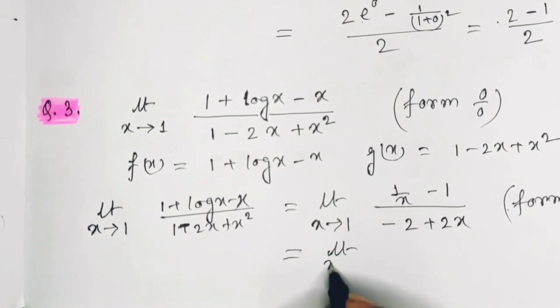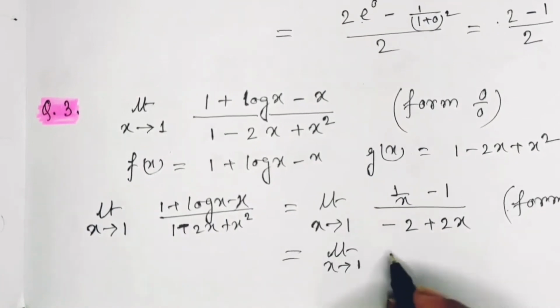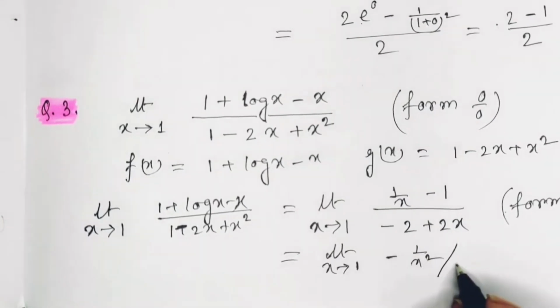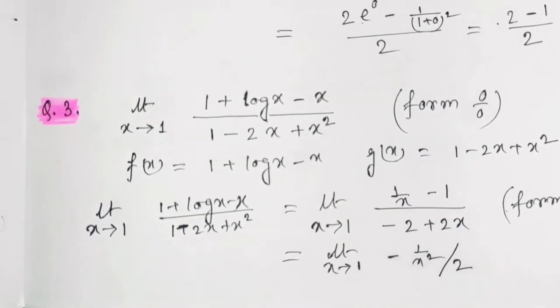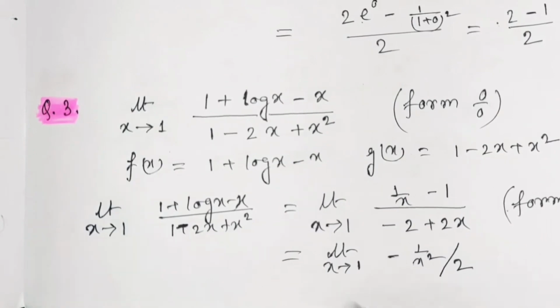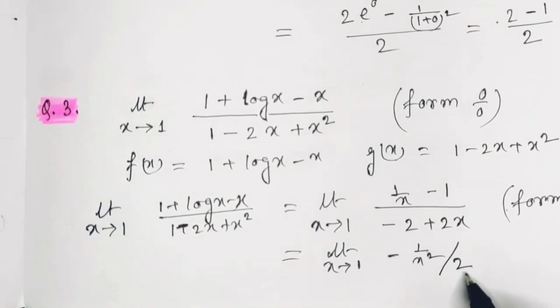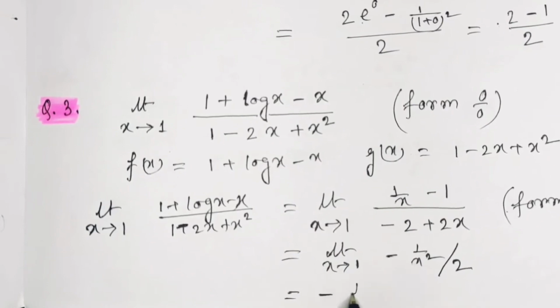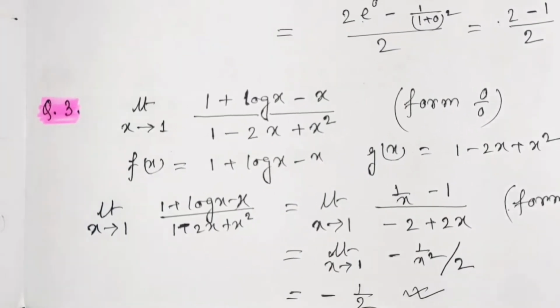Again if we do so, we find minus 1 upon x square, divided by 0 plus 2, so it is only 2. Now if we substitute the value, just look, the denominator is not equal to 0. That means we should stop our process here. Now if we substitute the value, we find it is minus 1 upon 2. So this is our answer.